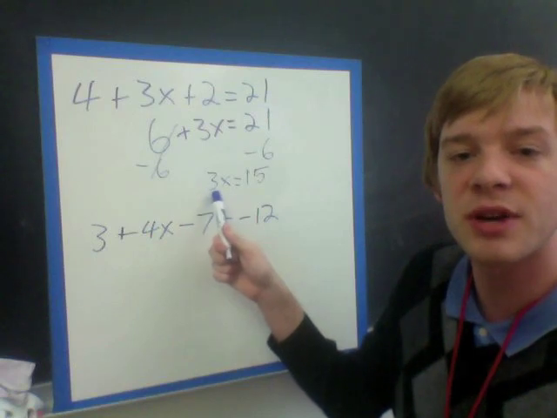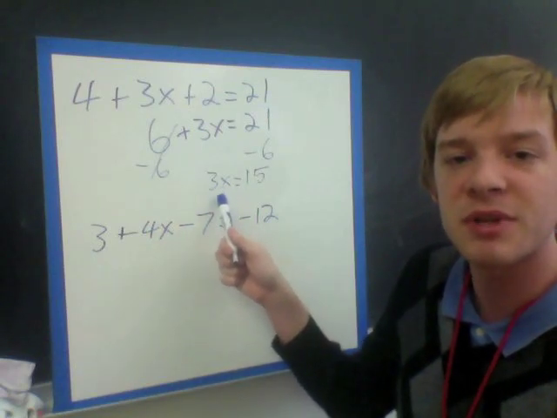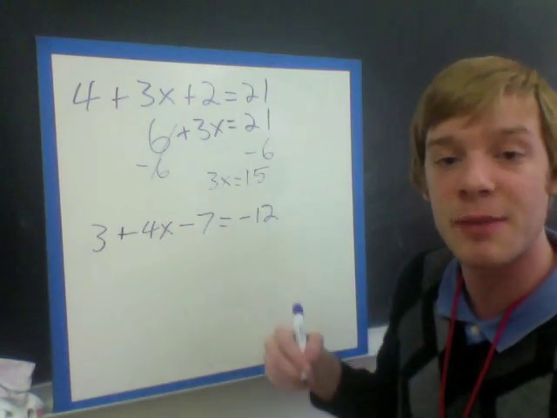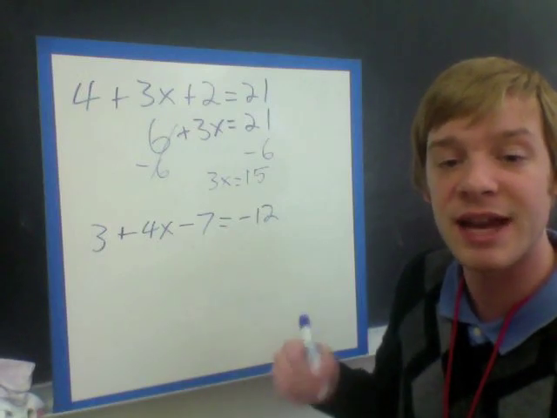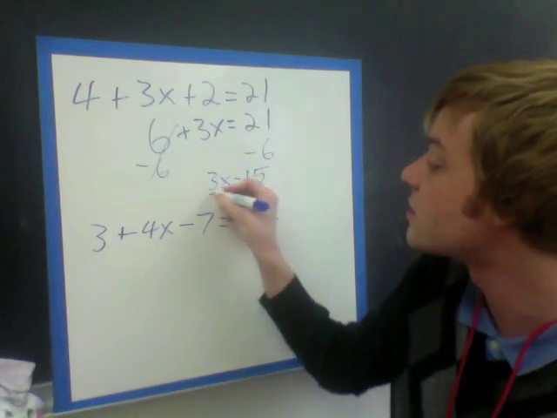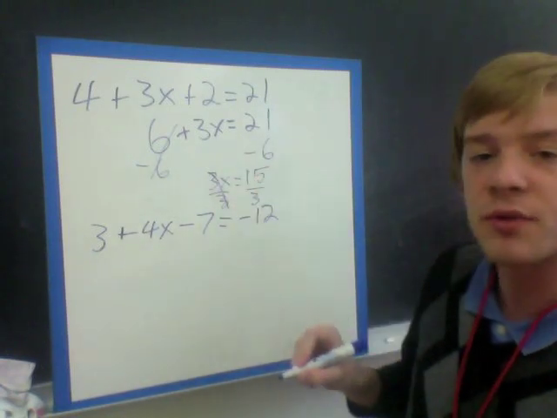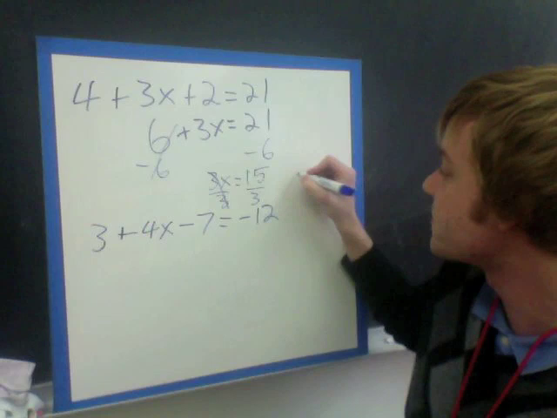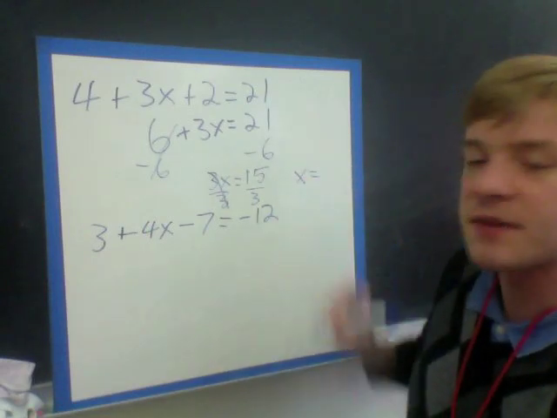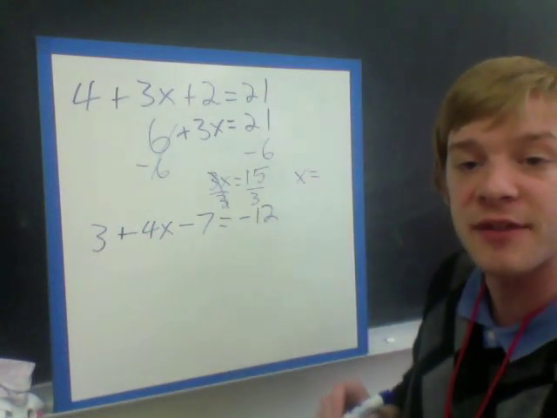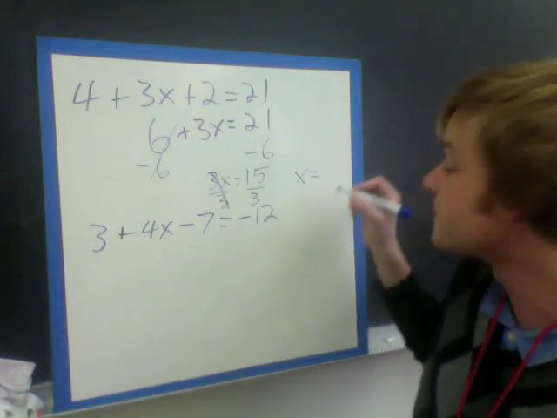Remember, whenever you have a number and a variable like this, that means those two things are multiplied and you need to do the opposite. So I'm going to divide by 3 to cancel out the multiplication. Those will cancel. I'll just have x. And then 15 divided by 3 gives me 5. So my answer is x equals 5.